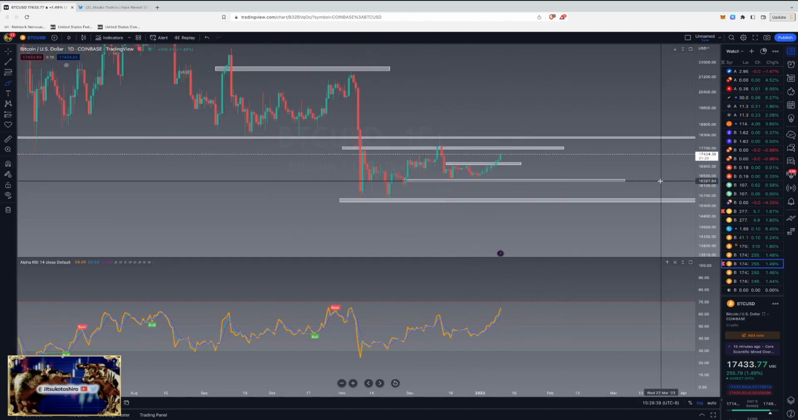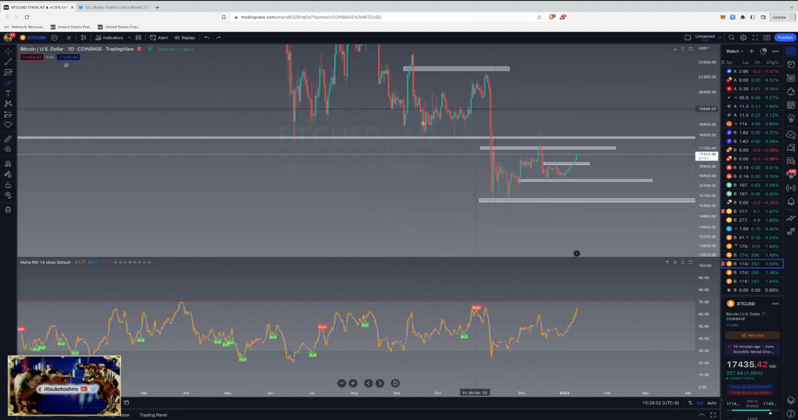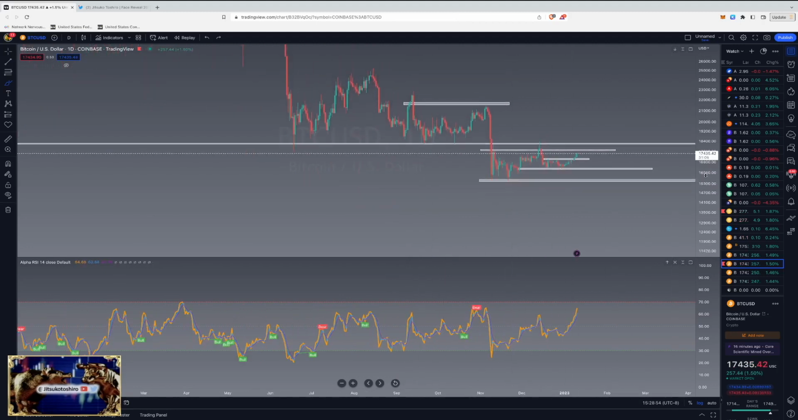What am I going to do in this situation? I am setting up a short in this area. This is going to be a 50x short. I am going to take this one all the way down to $15,000. Let's see if it works out. I'll keep you guys updated, but this is pretty much what I saw on the charts. I wanted to point this out to you guys.